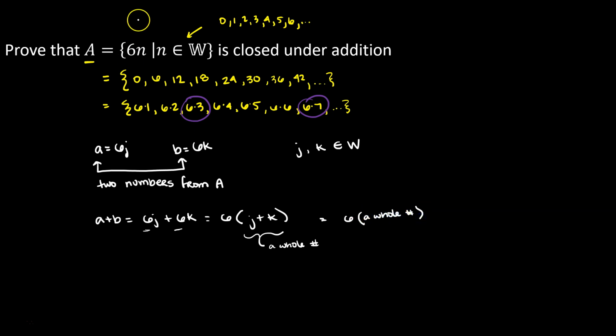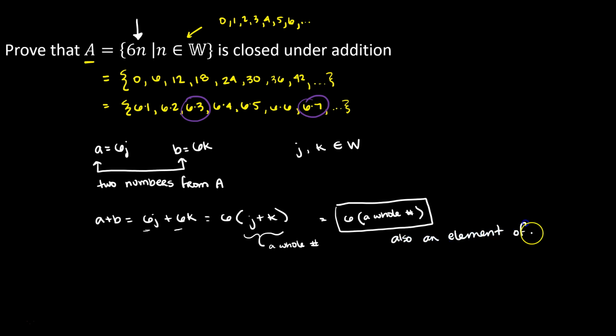Well, 6 times a whole number, that is literally the definition of the elements that belong in A. So that means this is also an element of the set A. So what we did was take two numbers from the set A, add them together, and then use some mathematical reasoning to arrive at the conclusion that the result is also an element of A, which demonstrates closure.